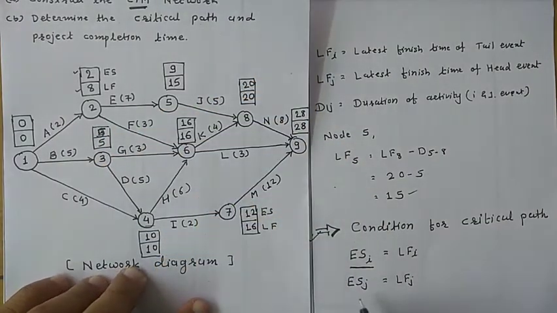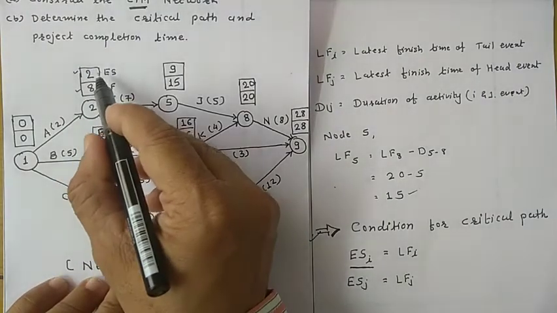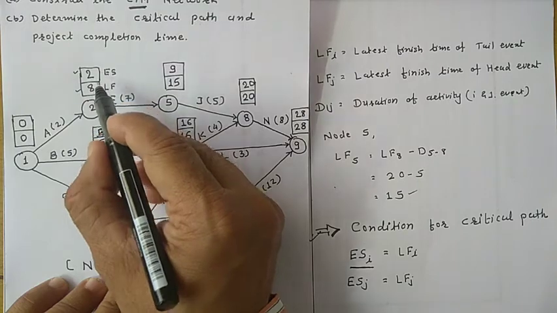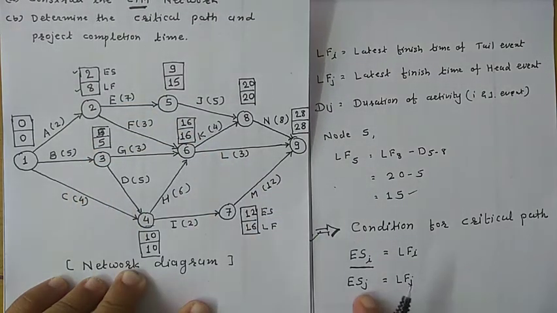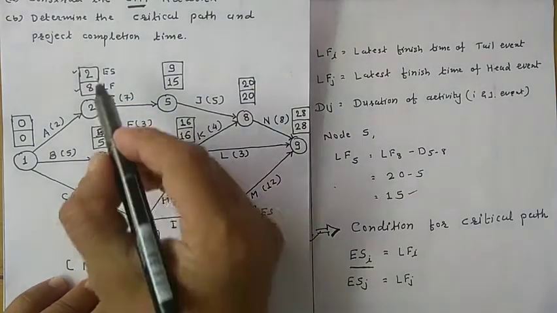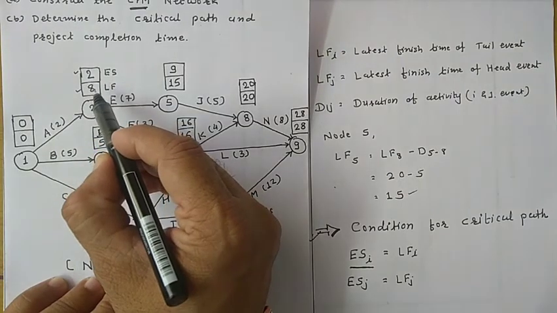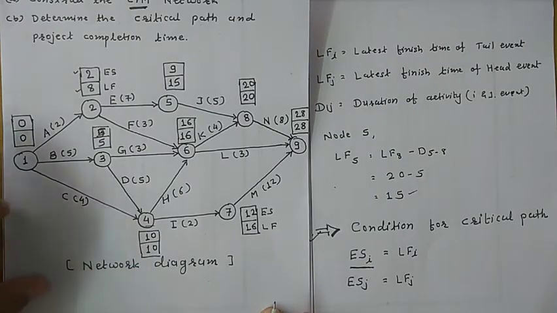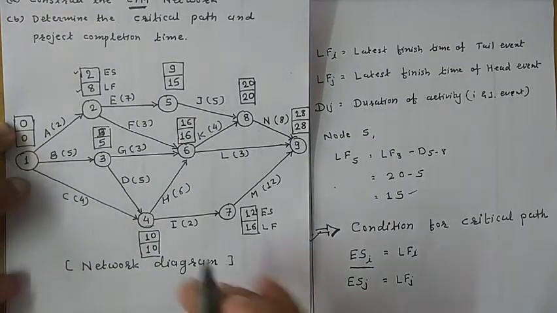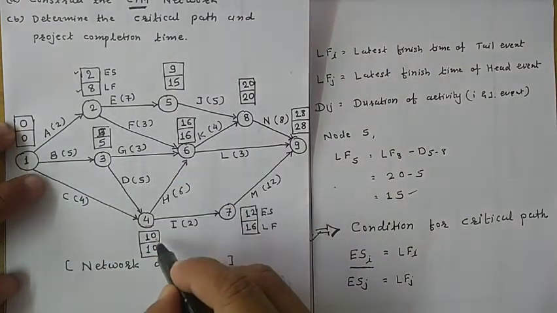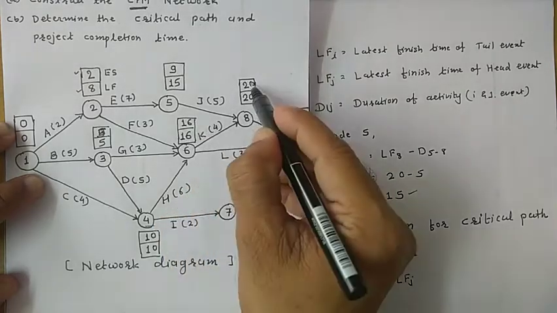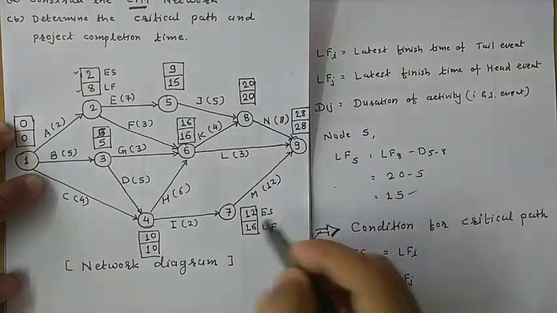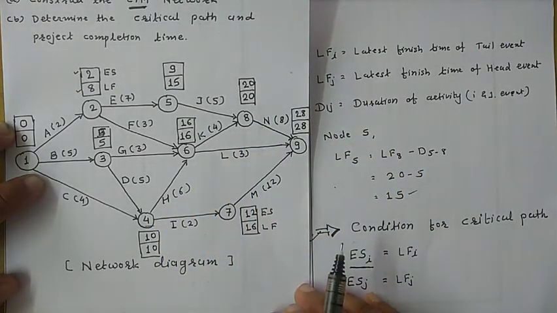Condition number 2 is the earliest start time of the head event and the latest finish time of the head event; both should be the same. So here both are the same, here both are the same, here both are the same, and here also both are the same for the activities.